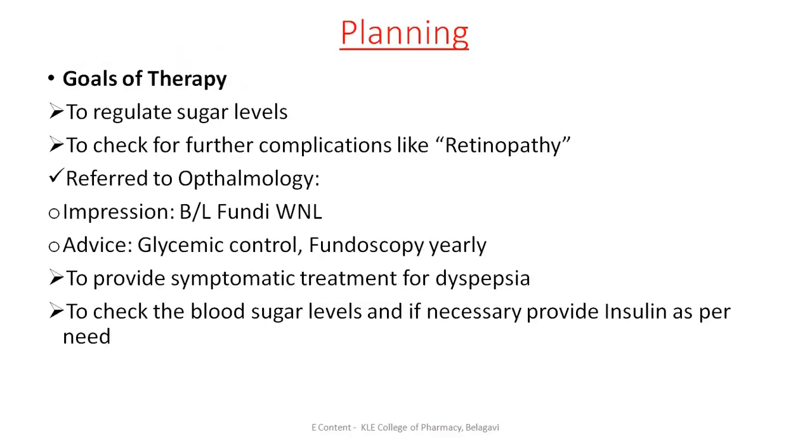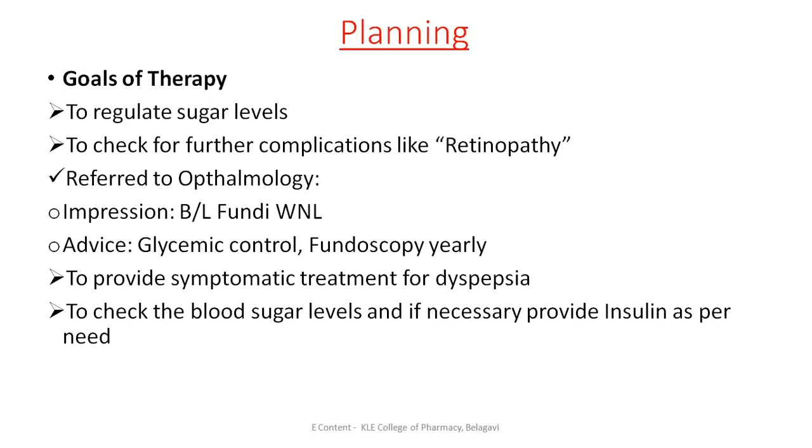So the planning: the goal of the therapy is to regulate the sugar level in the patient, as it is one of the most important things to do in any diabetic patient. So how do we regulate the sugar level? By educating them about the treatment given to the patient, and by telling them the importance of medication adherence in diabetes mellitus. If they take the medication, the sugar level will be maintained. So this should be told to the patient.